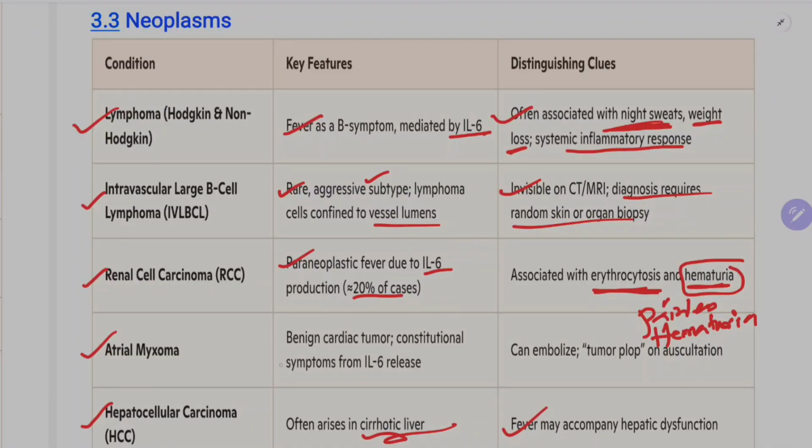Then atrial myxoma, which is in the chest. Benign cardiac tumor. Constitutional symptoms because of IL-6 release. So this can embolize tumor. One differentiation is tumor plop on auscultation. That is the differentiation. So that's about the third of the big three.